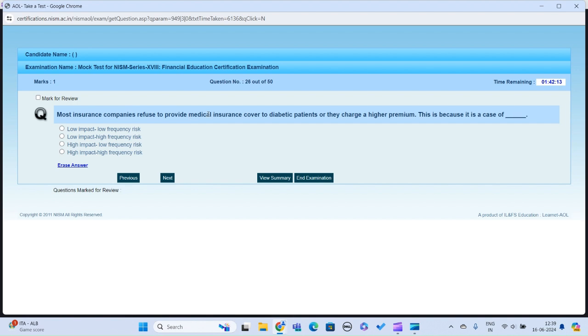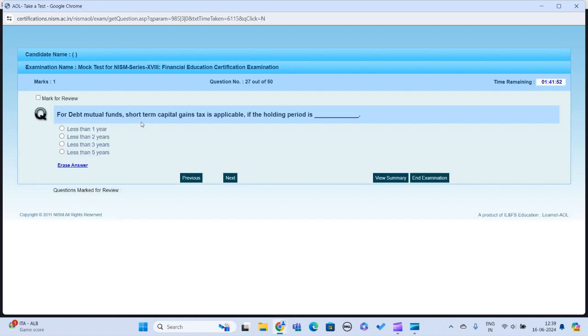And most insurers refuse medical cover for diabetics. So this should be high impact and high frequency, because he is diabetic. Even the premium will be at a higher amount. So this is because it is high impact and high frequency.